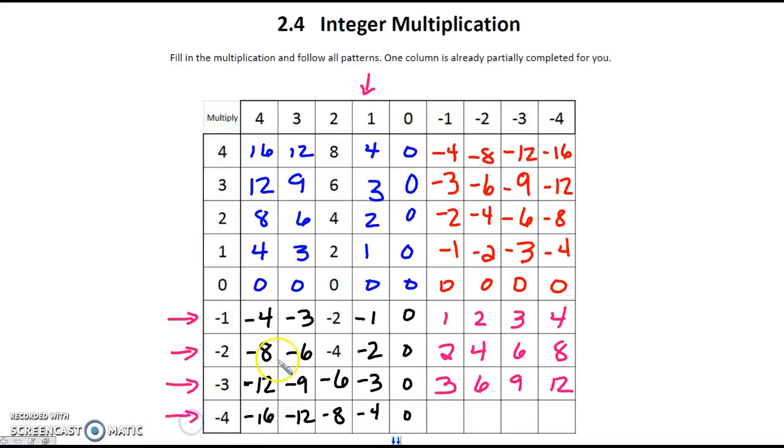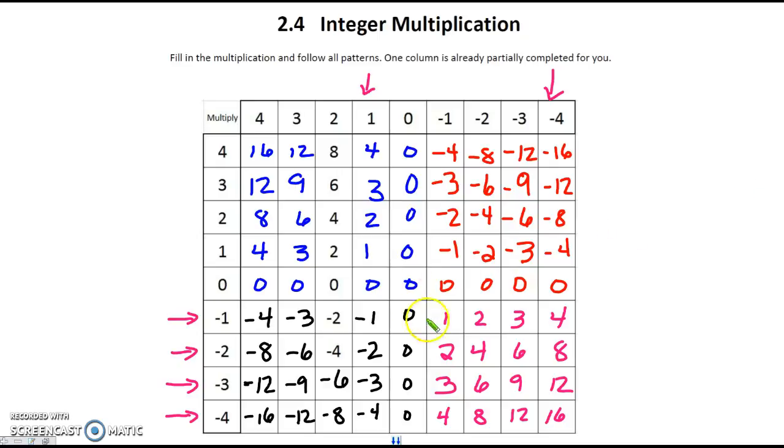Okay, in this row right here. Here I'm adding 4 each time. So I'm going -16, -12, -8, -4, -4 plus 4 is 0, 0 plus 4 is 4, plus 4 is 8, plus 4 is 12, plus 4 is 16. And if you follow these patterns this way, the same thing is happening. -16 plus 4 is -12, -8, -4, 0, 4, 8, 12, 16.